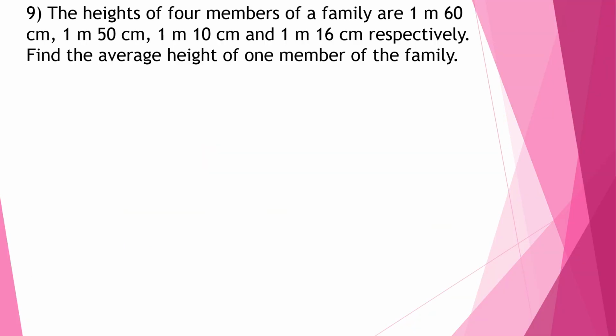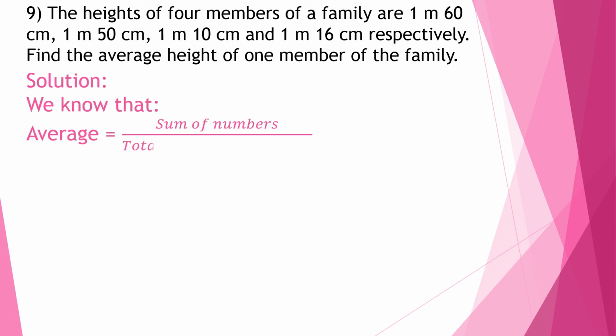Let us solve one more question. Question number 9. The heights of 4 members of a family are 1 meter 60 centimeter, 1 meter 50 centimeter, 1 meter 10 centimeter and 1 meter 16 centimeter respectively. Find the average height of one member of the family. Write the solution. We know that average is equal to sum of numbers upon total number of observations.